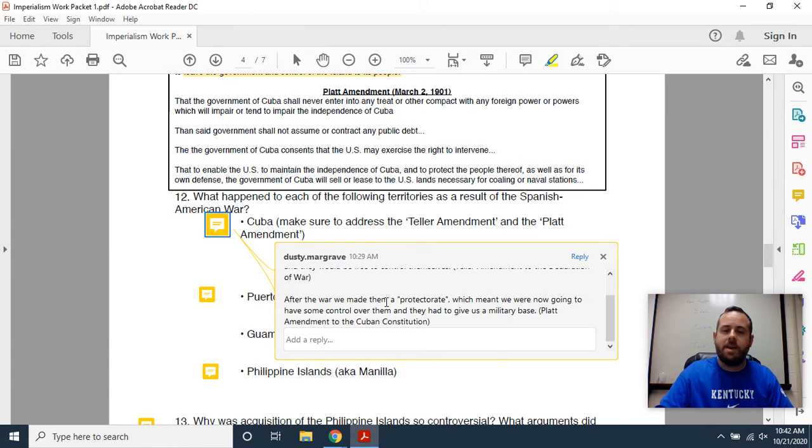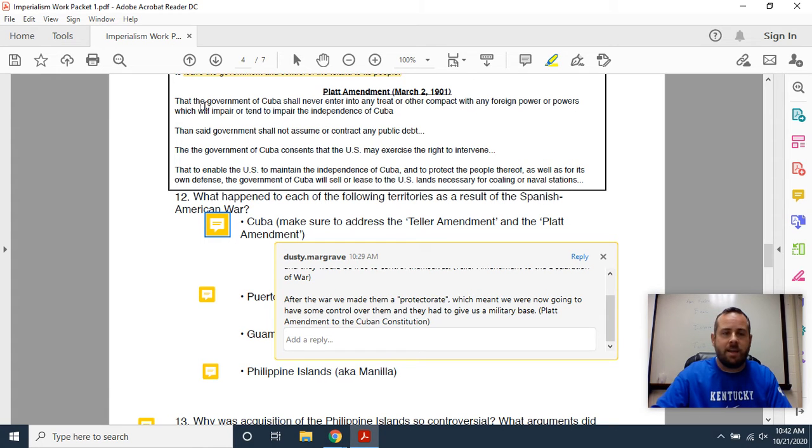After the war, we make Cuba a protectorate, which meant that we are now going to have some control over them. We say, yeah, Cuba, form your own constitution, become an independent country, but we're going to control some of your decisions, and you're going to give us a military base. This was what was called the Platt Amendment to the Cuban Constitution, and that's right up here as well. I'm going to keep my highlighter on.